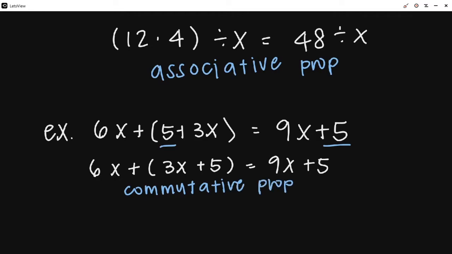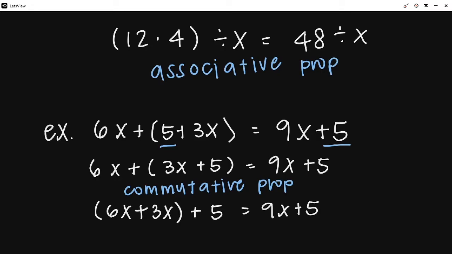And just like the last one, we can't combine 3x and 5, so we're going to move the parentheses to 6x and 3x, and then the plus 5 will be on the outside. So since we're moving the parentheses, this is the associative property.